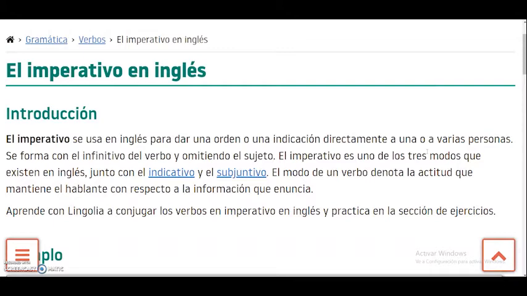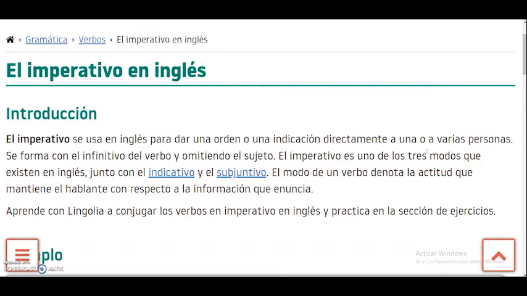Empecemos un poco. Hoy vamos a ver el imperativo en inglés, ¿ok? The imperative form, ¿ok? The imperative form is used to give an indication or an instruction, or to say something that is not really polite, could be, ¿ok?